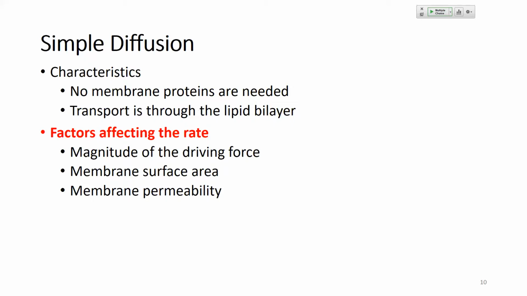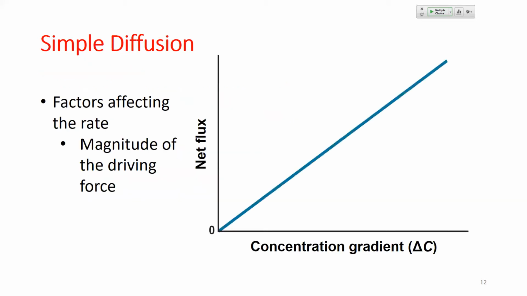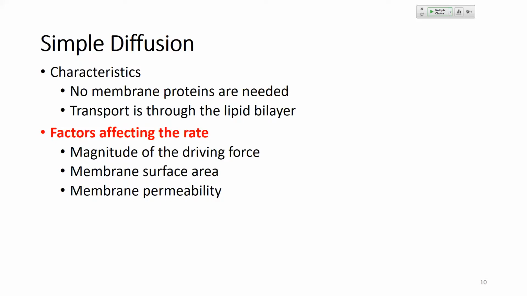The second factor that affects the rate is going to be the membrane surface area. This is going to be very important here and in some other systems coming up. The membrane surface area is going to directly affect the rate of movement. And finally, the membrane permeability. How easily do particles go through that membrane? The driving force was commonly which one? The chemical driving force. So the magnitude or the strength of that driving force, usually the chemical driving force, is what we're referring to here.